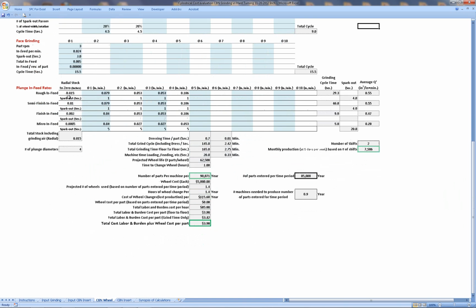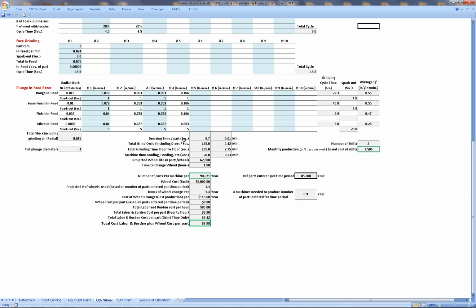Now the plunge rates are going to be, again, the 15 to the 10, which comes out to 5, 10 to the 2, which is 8, microfeed 5 to 0. All the in-feed rates are duplicated from our original input, what those cycle times would be, and what the cubic inch per inch minute, or Q prime, would be.